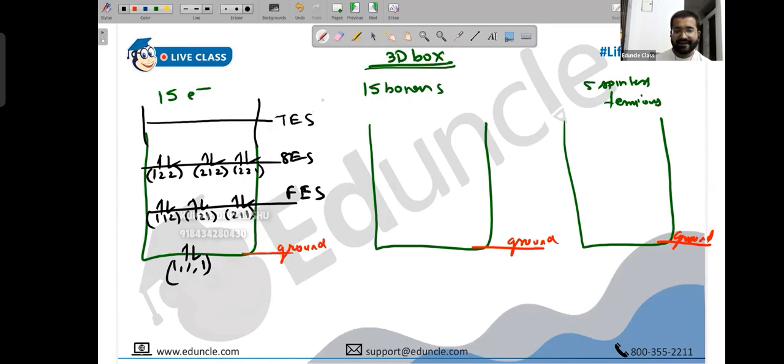Third excited state. What is the third excited state? 1, 1, 3. Now it's 1, 1, 3. Okay. So you can just put 1 electron. I know 1, 1, 3 has 1, 3, 1 also. It has 3, 1, 1 also, but it's not required. 15 electrons are done. See, 2, 4, 6, 8, 10, 12, 14, 15. 15 is done.